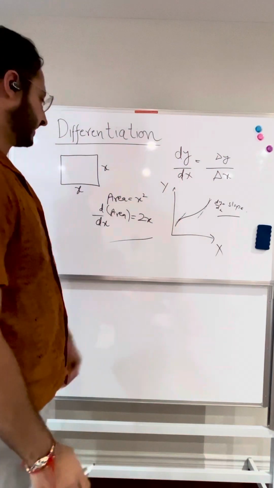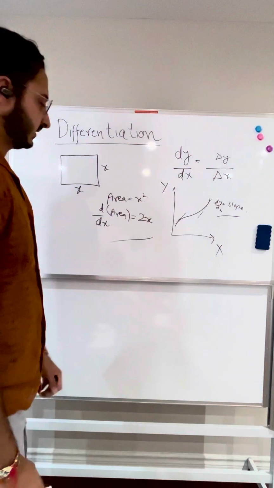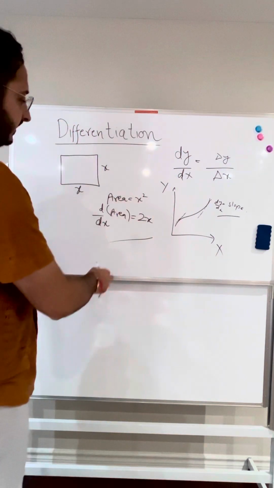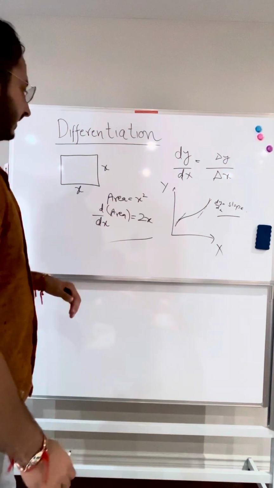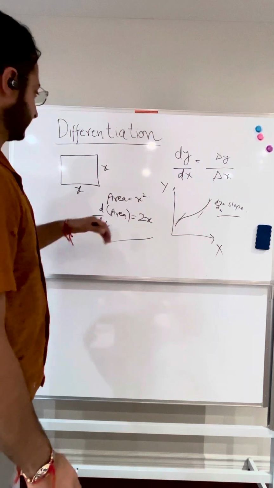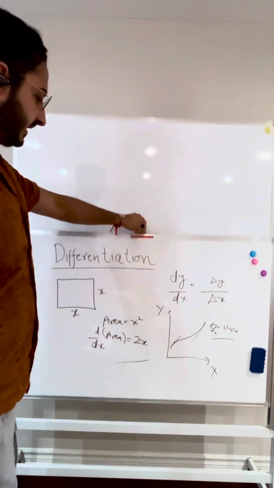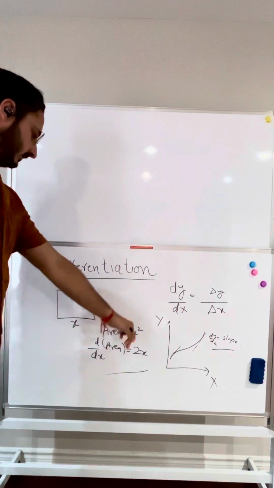But how do we know that this is correct? That if we take the derivative, it will be equal to 2x. If we take the derivative of this entire area, then it is going to be 2x. And what does that actually mean? What that means is, let's say if I change this particular area, right now I'm just taking the example of area equal to x square.